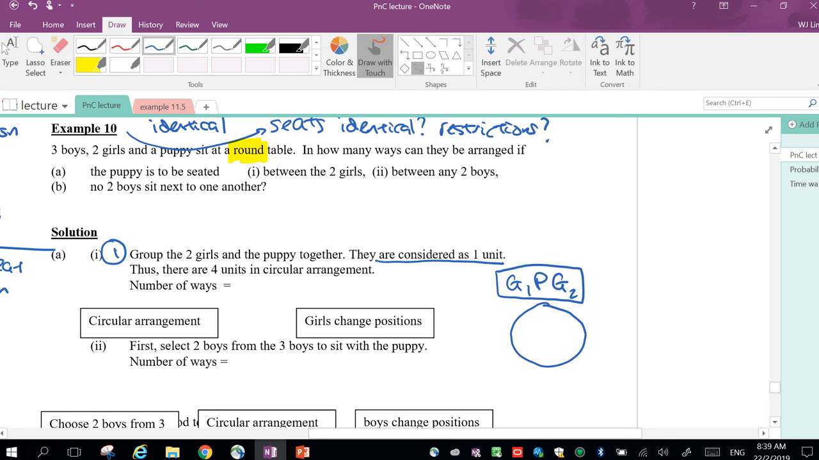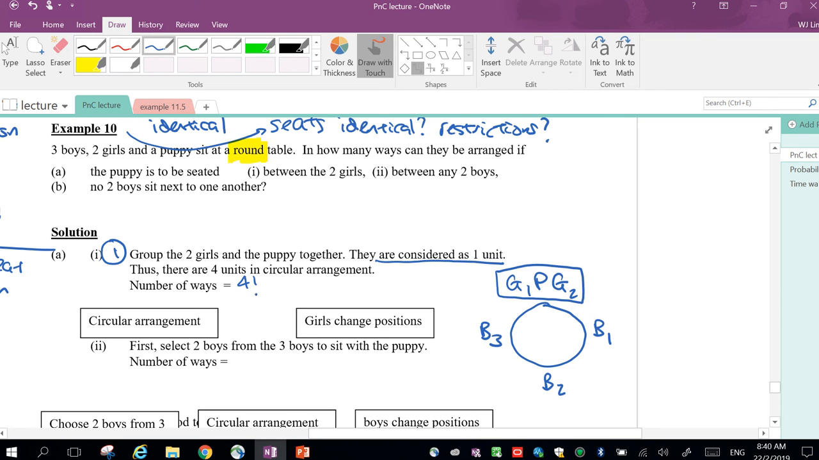Then there are remaining B1, B2, B3. B stands for boy. I'm showing you a puppy to draw because this is a technique. You may think that it's useless, but it will help you in the long run. So, first, how many units are there on the round table? You can count, right? 4, right? So how to arrange 4 units on the round table when the seats are identical?